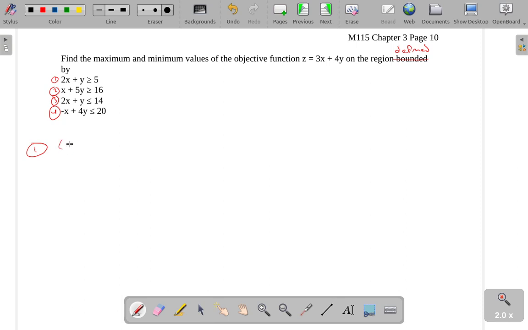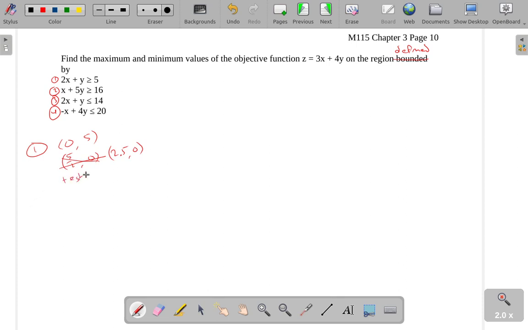I'll do 0, 5, and if y is 0, I get x is 5/2, or 2.5 if you want to write it that way. That might be easier, especially since we're drawing a graph, 2.5, 0. All right.